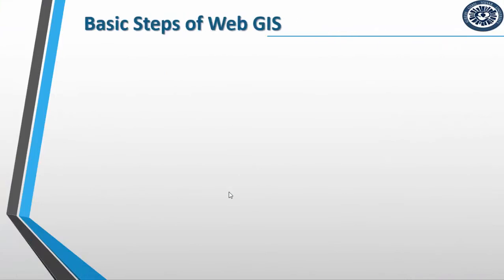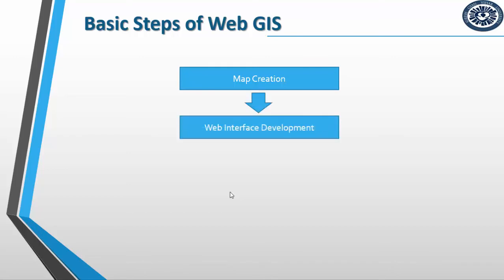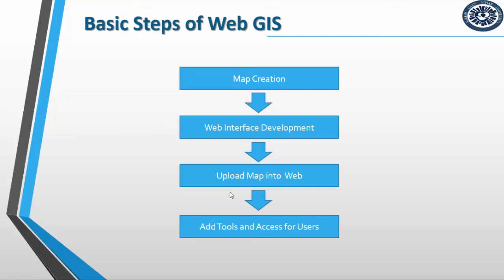Some basic steps of WebGIS. To create a WebGIS project, first of all, you need to create your map or collect your map. After that, you need to develop your web interface. Then, you need to upload your map into your developed web interface. Finally, you need to add tools and user access. For example, you can add some tools based on your WebGIS project, and you can create access for users like admin users and public users.